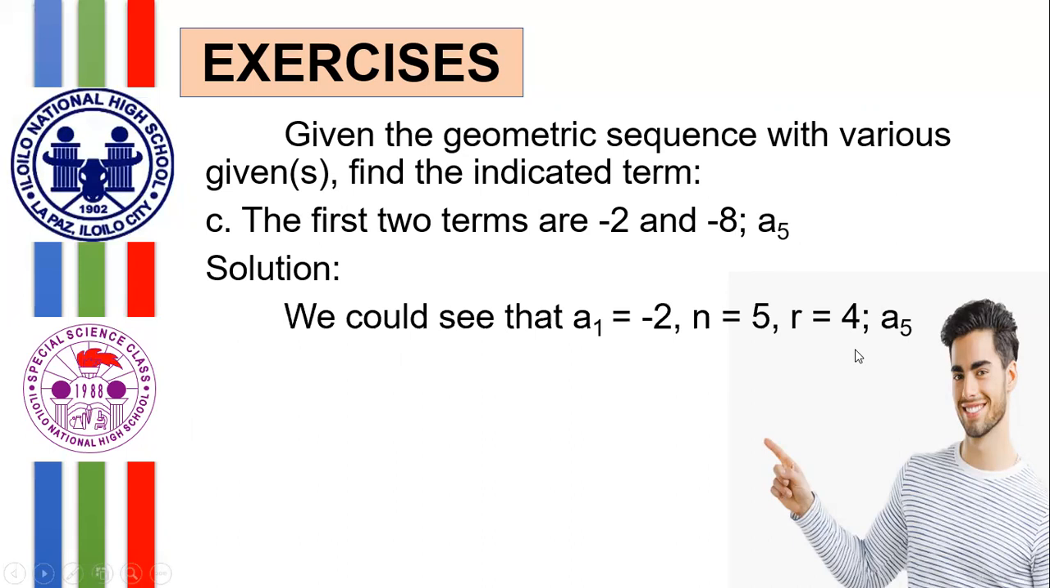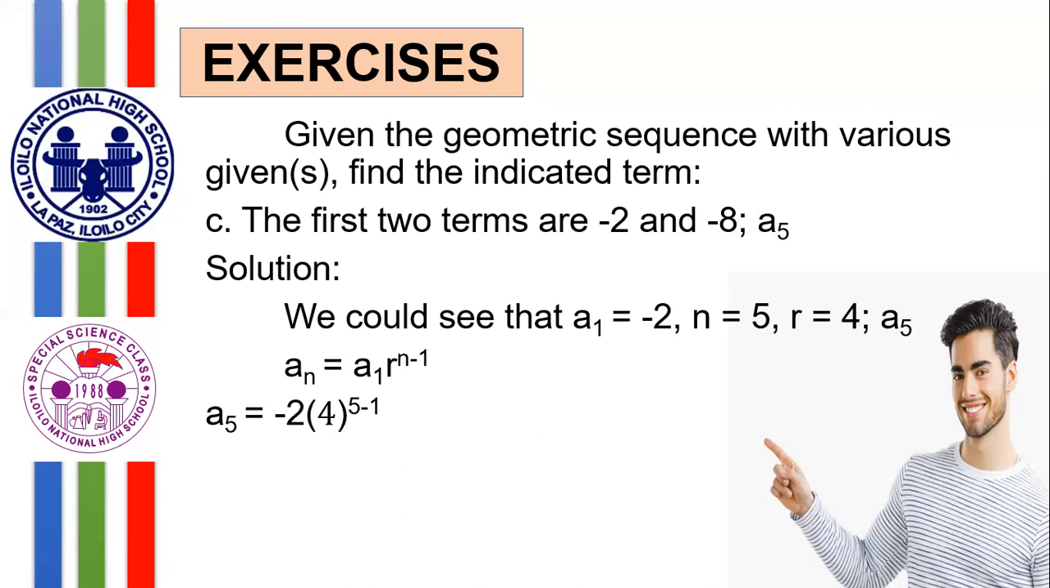And sir, how did you get the common ratio? Remember that the common ratio could be taken by dividing a term by its immediately preceding term. This is the second term. This is the first term. So the second term divided by the first term is your common ratio. Negative 8 divided by negative 2 is 4. So 4 is your common ratio.